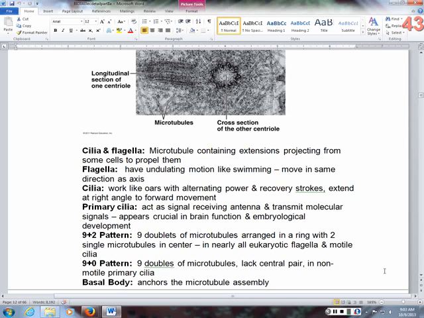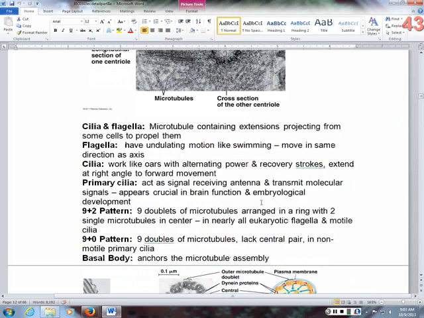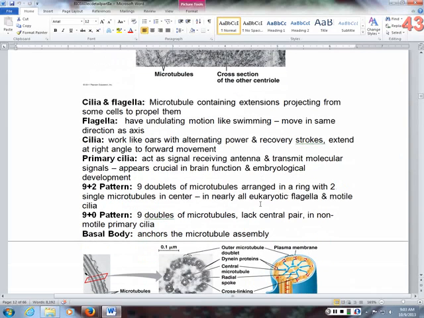So the microtubules are also going to help to make up your cilia and flagella, and they will be just extensions that project out from some cells to propel them. We'll go into more details of those a little bit more here. The flagella are going to have an undulating type of motion. It's more of a swimming-like motion in there. And what is significant about that is it's going to move in the same direction as its axis.